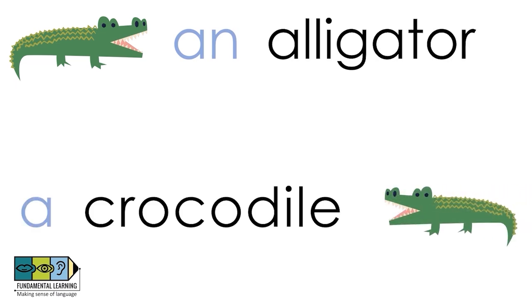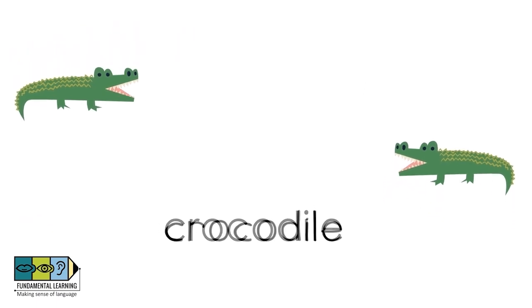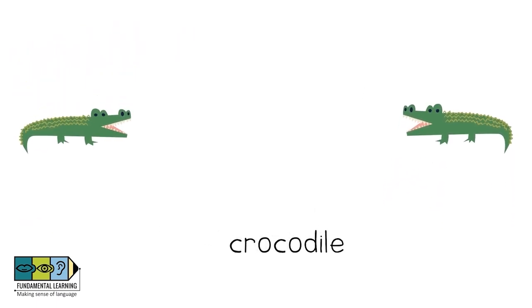Is this a crocodile or an alligator? What exactly is the difference? Let's consider the crocodile first, or should I say crocodiles. Now, what do I need to add to show plurality, or more than one? Suffix s. Suffix s can indicate more than one.